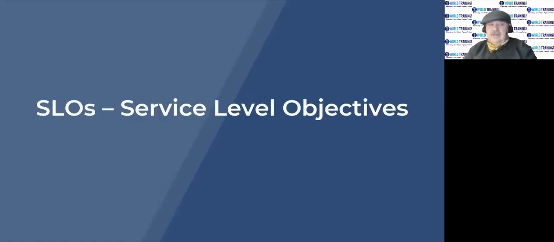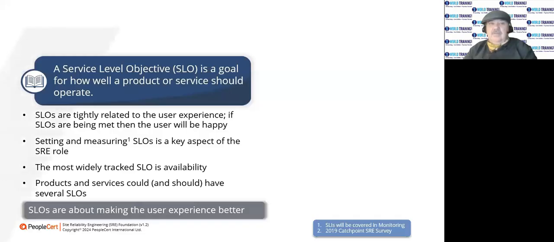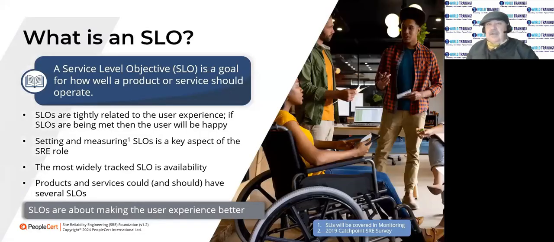So what are SLOs? SLO, as the name says, is a service level objective. A service level objective is an objective. In other words, it's a goal. And in particular, it's a goal for how well a product or service should operate. It's intended to be something that customers care about. SLOs are really completely tied to a client's user experience.